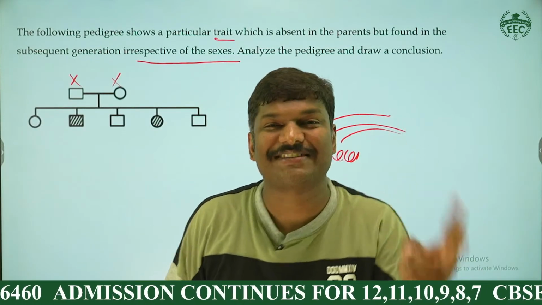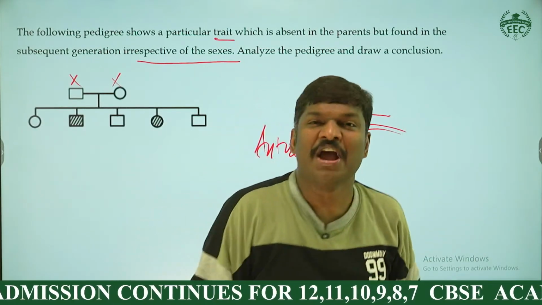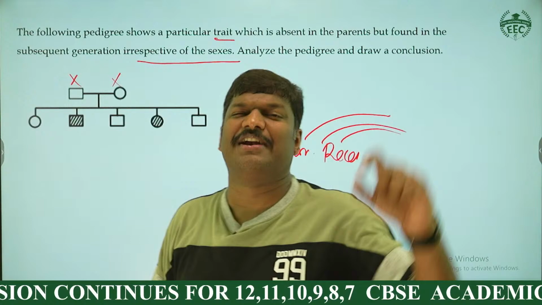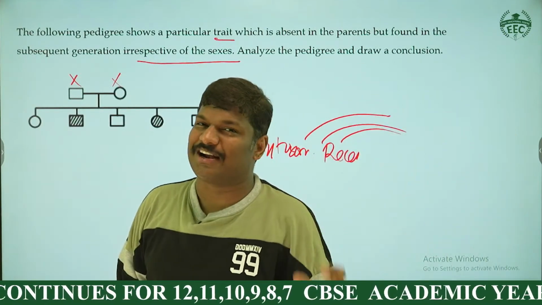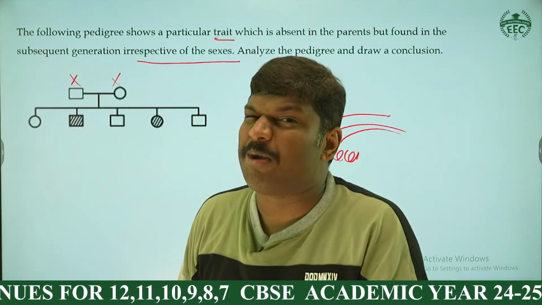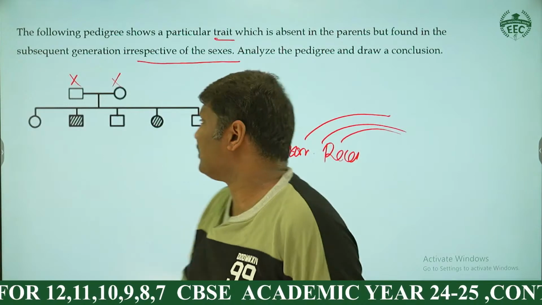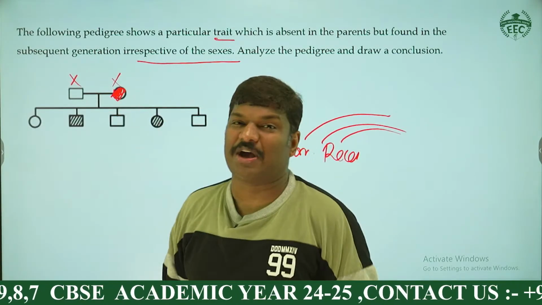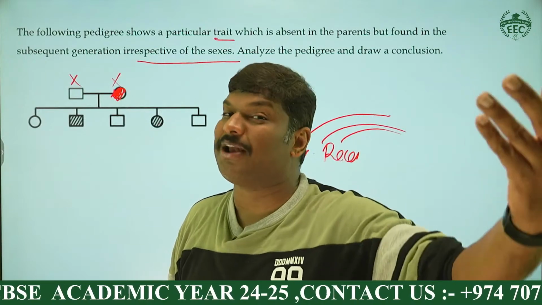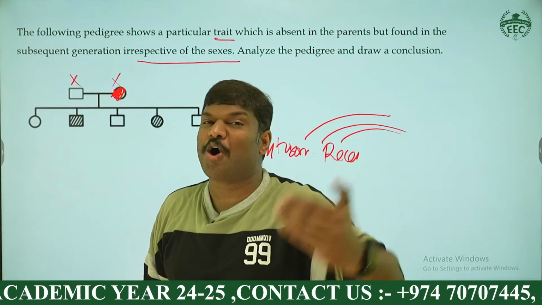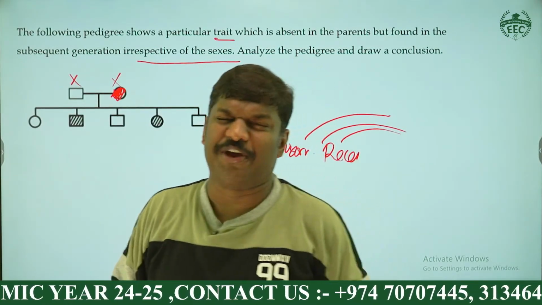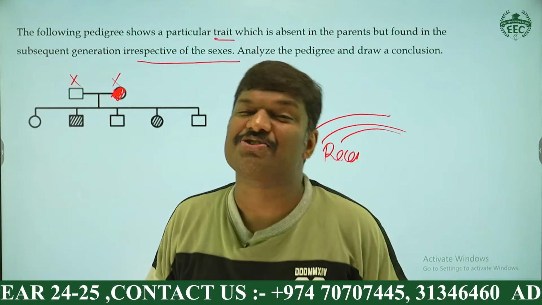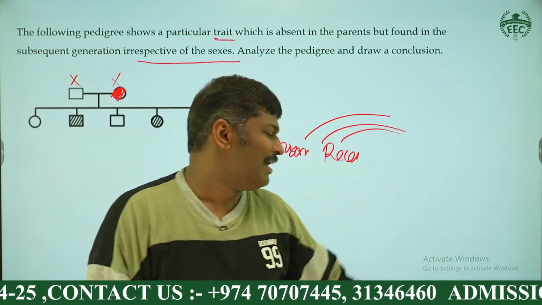Okay, there are 2 sex-linked recessive disorders also you studied. What are the 2 sex-linked disorders you studied? One is called hemophilia, the other one is called color blindness. And there is one autosomal dominant disorder also you studied, my dear student. Here the young one is having the disease, and one of the parents is also having the disease. That is called autosomal dominant, not recessive. In the autosomal dominant case, myotonic dystrophy is the best example.